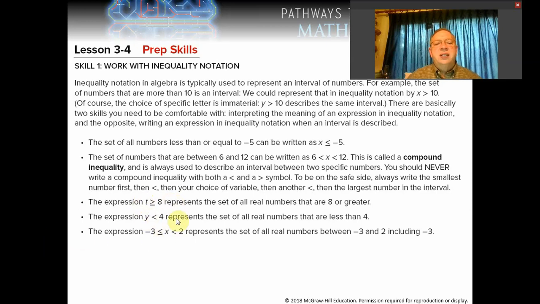The expression y is less than 4 represents the set of all real numbers that are less than 4. So 3, 2, 1, 0, and then continue on with the negative ones. Here's another compound inequality, negative 3 less than or equal to x less than 2. So this includes negative 3, negative 2, negative 1, 0, all of the decimal numbers in there, up to 2, but not including 2.